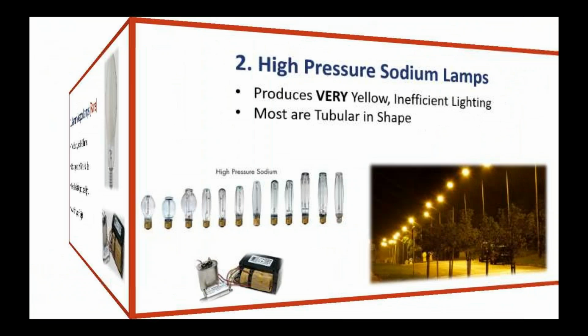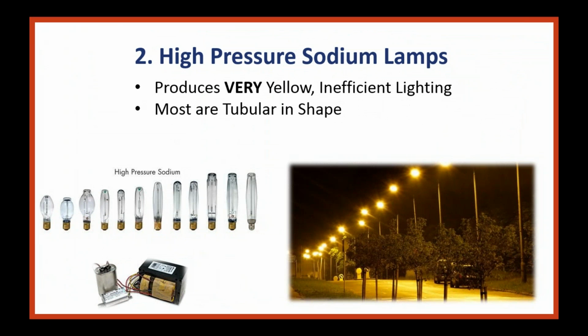When we talk about yellow light, this is what we're talking about, high pressure sodium. It produces very yellow, I call it inefficient lighting, but it's only inefficient in that it's hard to see under that type of yellow lighting. Actually, it puts out a tremendous amount of lumens. You just don't have any kind of color rendering. A lot of security cameras aren't able to do their job when this type of technology is being used.